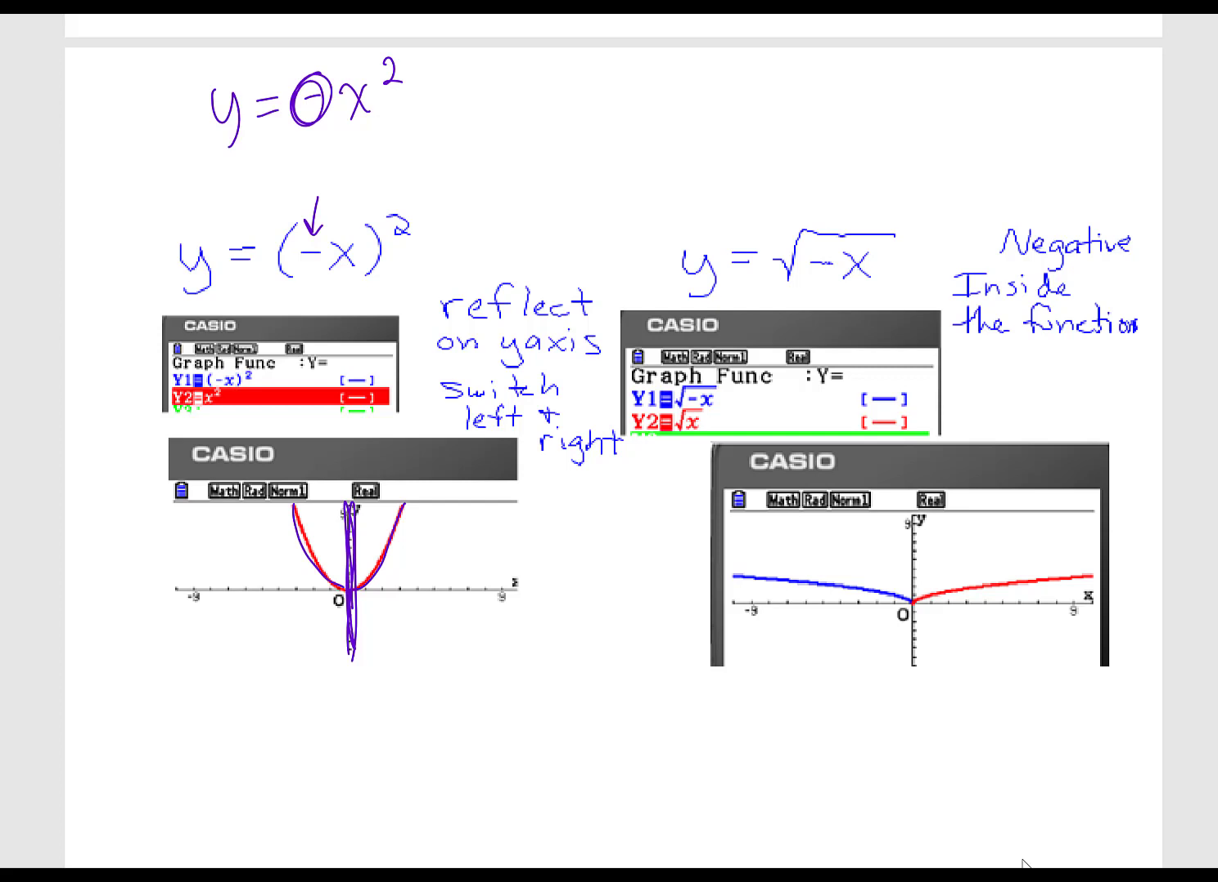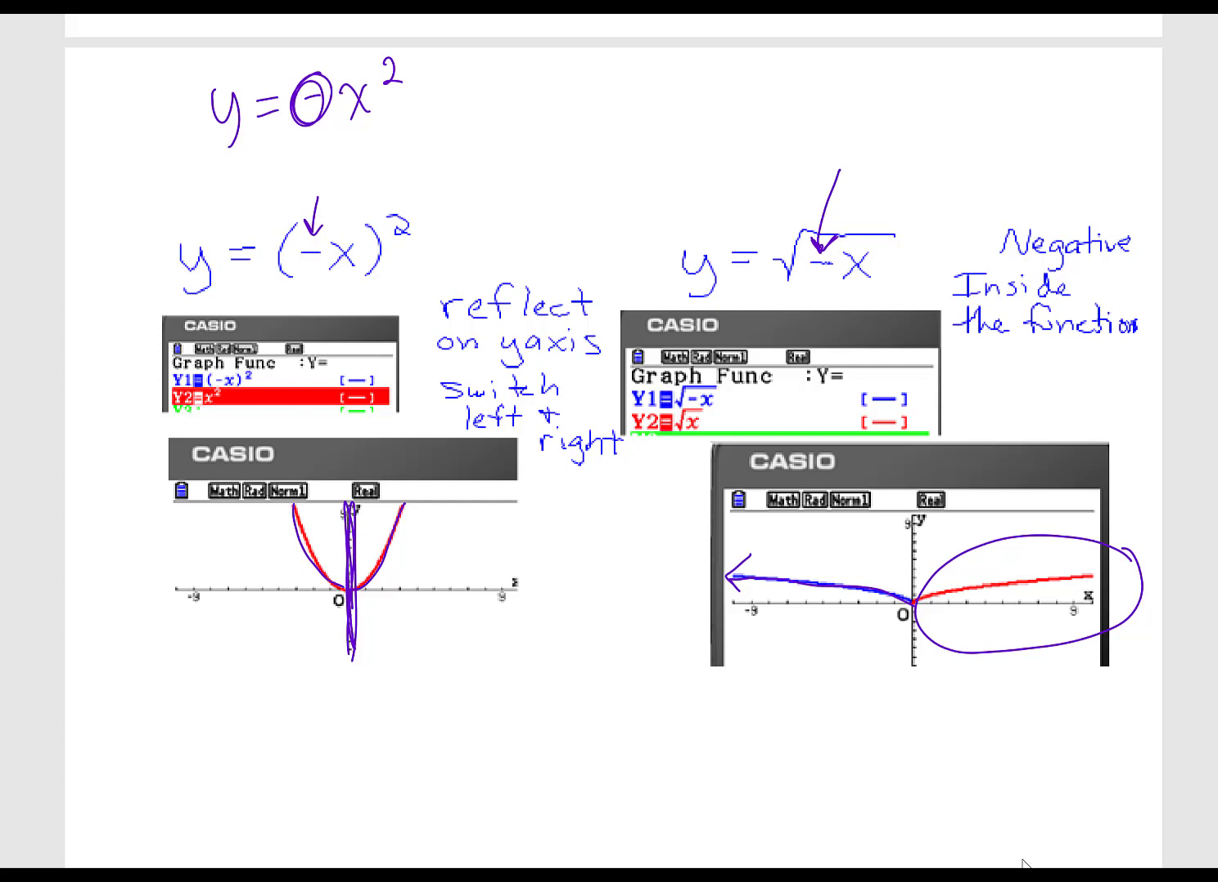Looking at the second one on the right, we have the square root of negative x being transformed from the square root of x. So first looking here, right, that's the square root of x. And then negative x, square root of negative x. The negative is grouped with the x. It's housed in with the x. Therefore, it's going to affect my x's. And so think left and right. It'll be flipped over the y-axis. And sure enough, it flipped and went out this way instead.